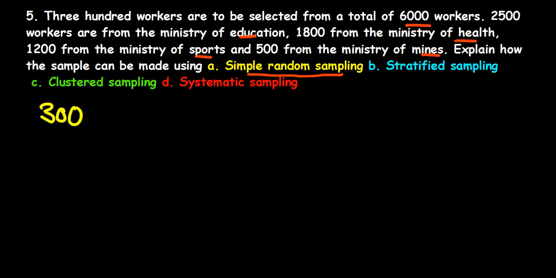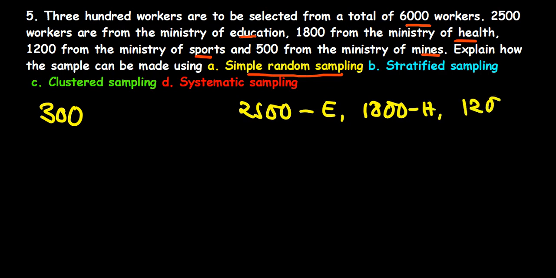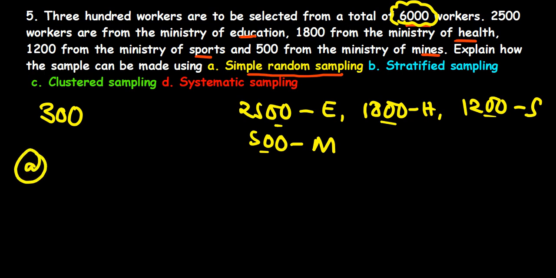We've been given that 2500 are from the Ministry of Education, 1800 are from the Ministry of Health, 1200 are from the Ministry of Sports, and 500 are from the Ministry of Mines. When we add all these numbers, 500 plus 2500 plus 1800 plus 1200, we get the total number of workers, which is 6,000. So now, how do we use this simple random sampling method?